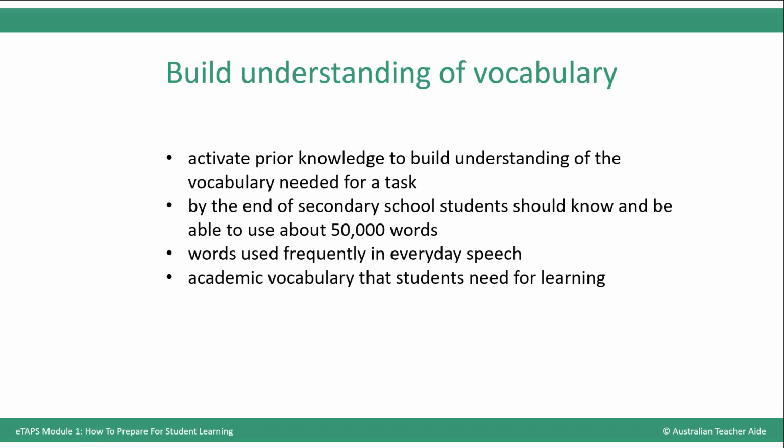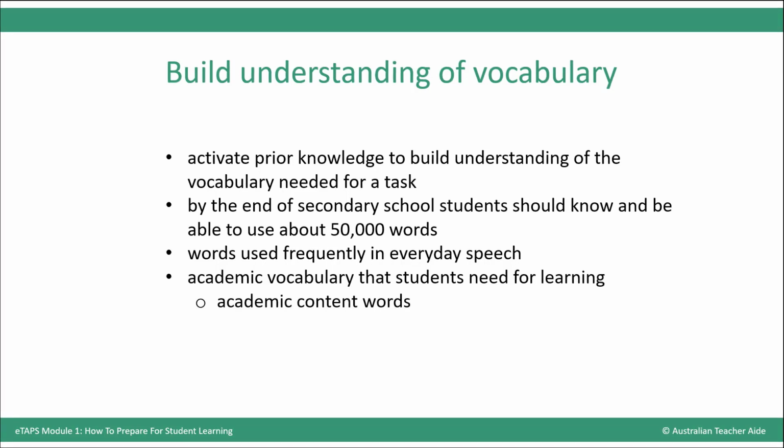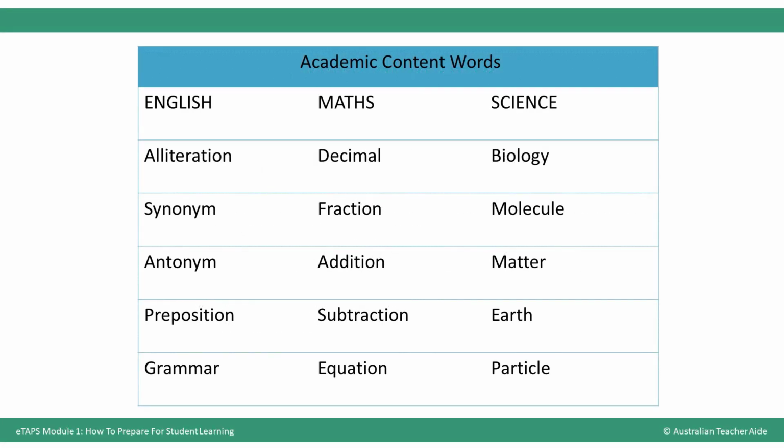There are 2 types of academic vocabulary. One is academic content words, and the other is cognitive verbs. Academic content words are sometimes referred to as meta-language. They are specific to subject areas and used to understand and talk about a subject. For example, these are some of the content words used in English, mathematics and science, and include words such as alliteration in English, decimal in maths, and biology in science.